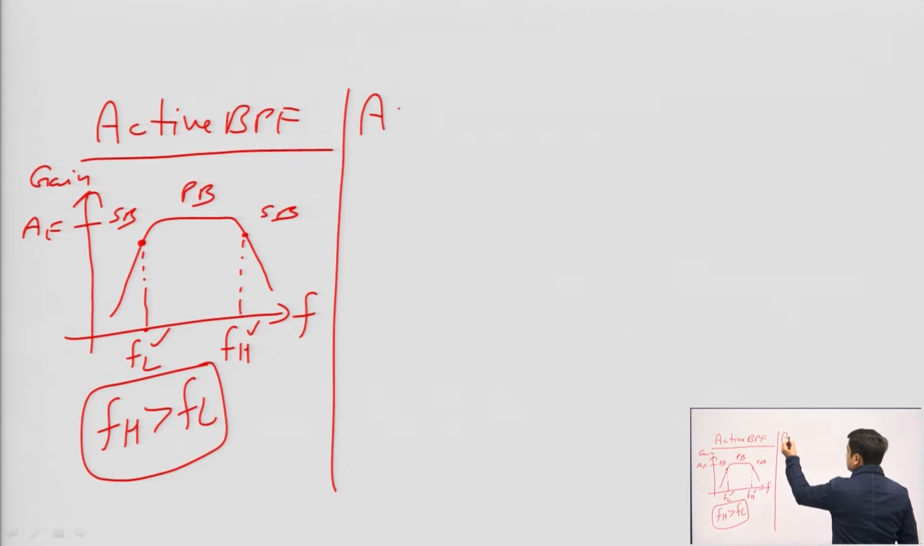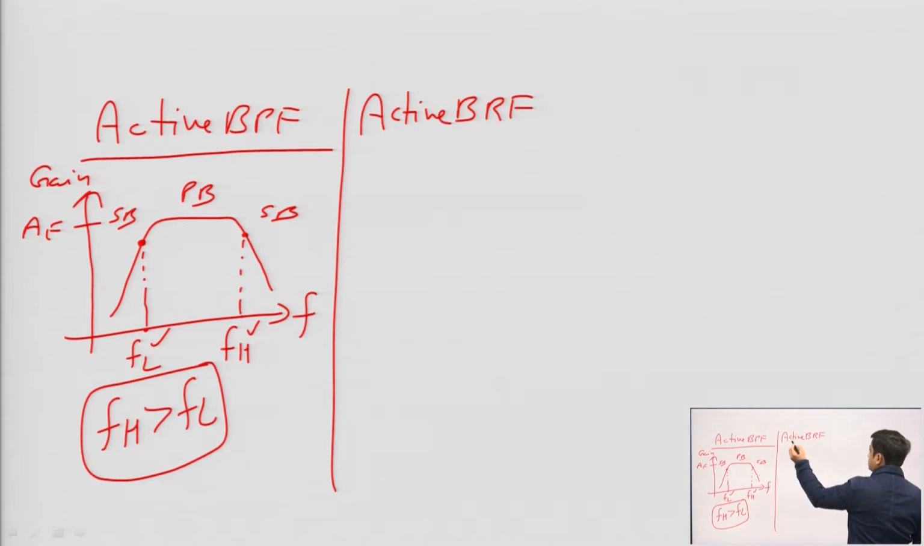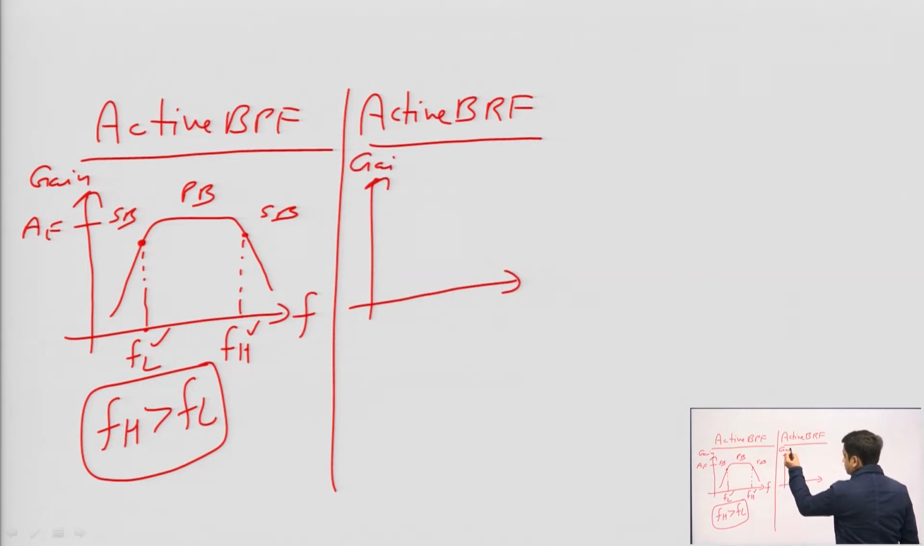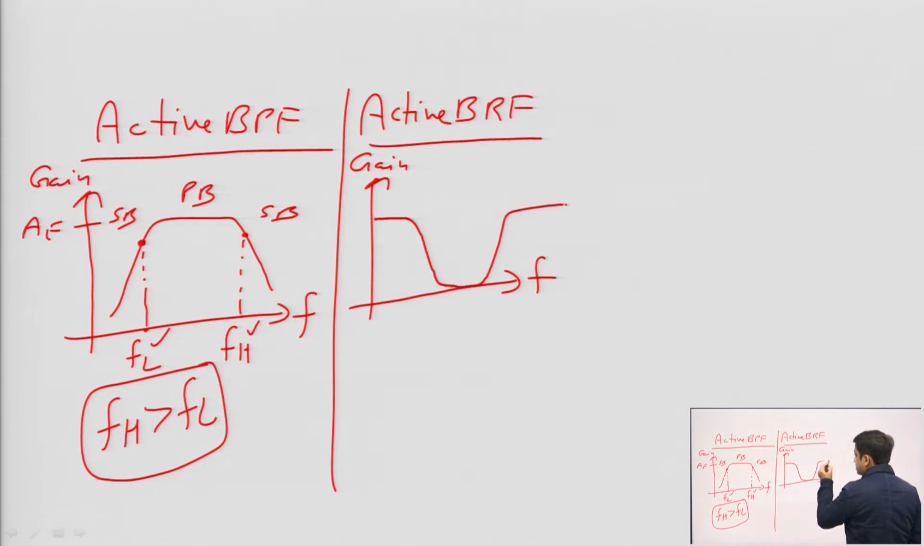What happens in active band reject filter? This active band reject filter is also called band elimination filter, band stop filter. So, for active band reject filter, when we draw the frequency response, that is the graph between the voltage gain versus frequency, the response is like this. And in active band reject filter, we can see that this is your pass band, this is your pass band, and this one is stop band.